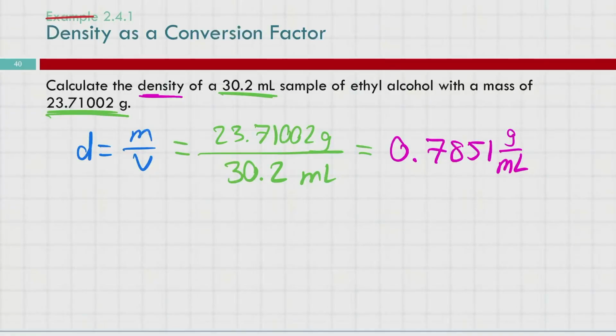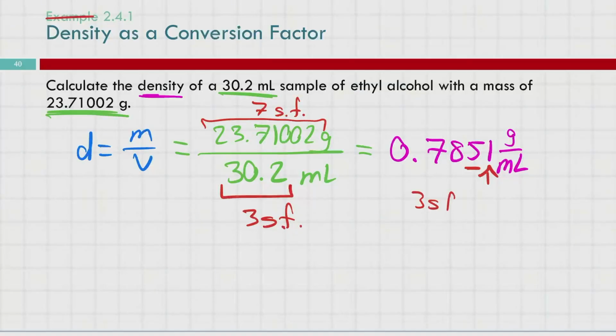But Mr. K, what about the sig figs? Thank you for asking, inquisitive student. We've got in our milliliters 3 sig figs. We've got in our grams 7 sig figs. We're going to use the 3 significant figures because that's the smaller amount, meaning that our final answer is 0.785 grams per milliliter.